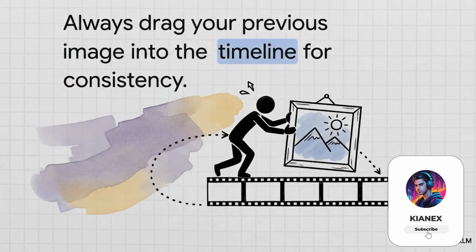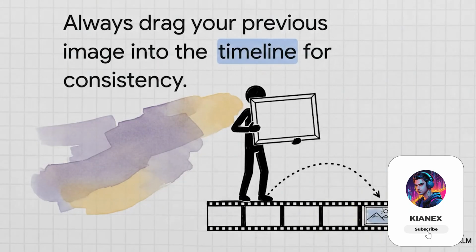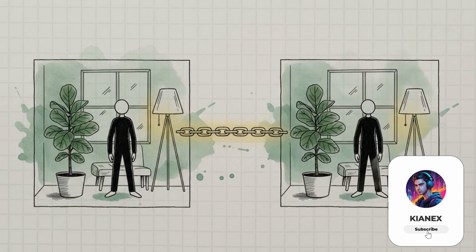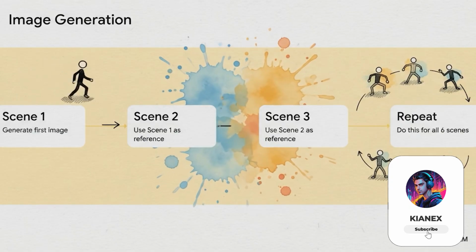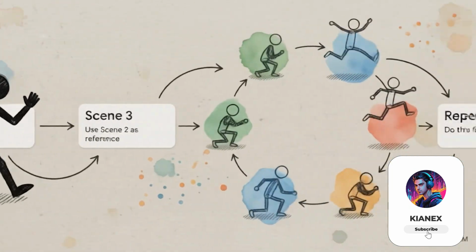Now, the absolute secret to visual consistency is always dragging your previous image right into the timeline. This ensures details, like a laptop or socks on the floor, never randomly mutate between your scenes. Just repeat this prompt and reference process until all 6 of your still scene images are fully generated.